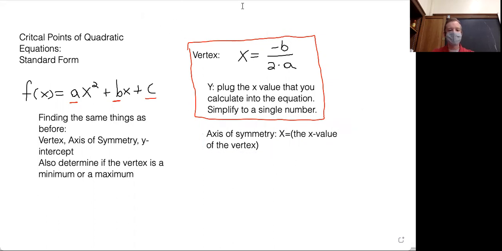So the axis of symmetry is found and calculated, well, not calculated. The axis of symmetry is found the same way that we did when we were working in vertex form. It's just the x value of the vertex. No calculation necessary for the axis of symmetry.